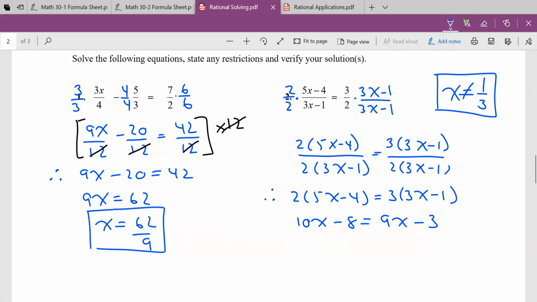So slow down here. So I'm going to bring all my x's to the left side. So I'm going to subtract 9x. I'm going to add 8. That's 5. Bingo. Okay, yeah, that's not too bad.